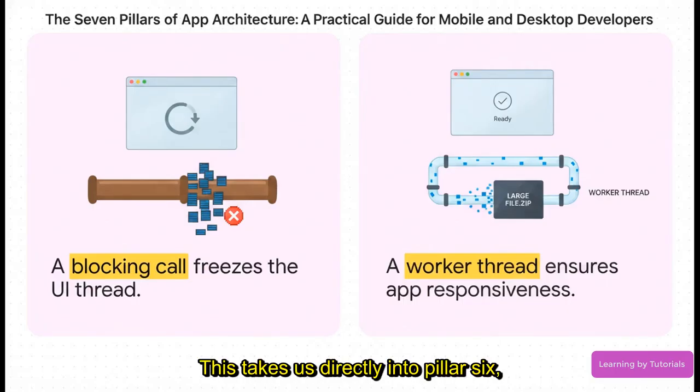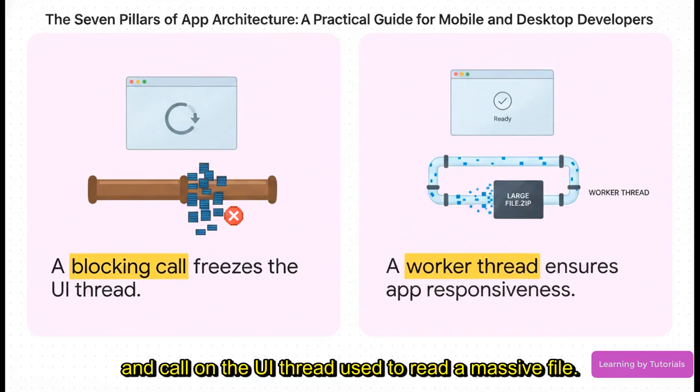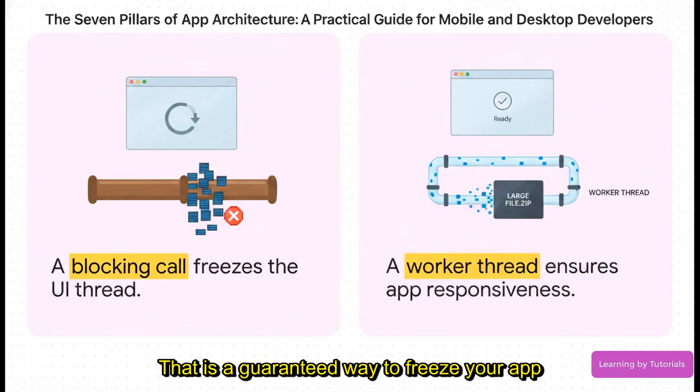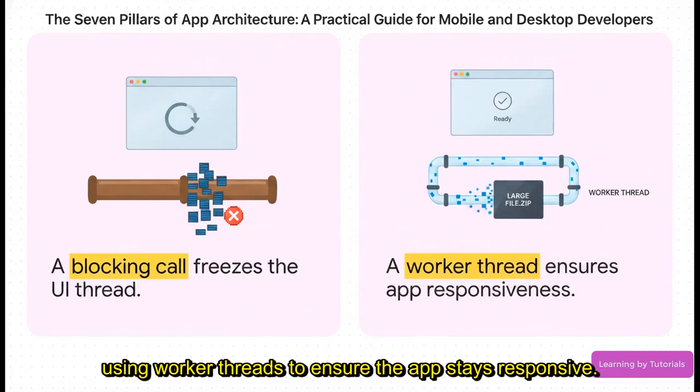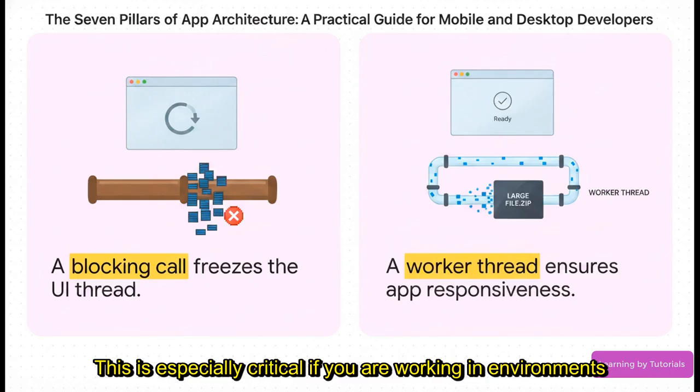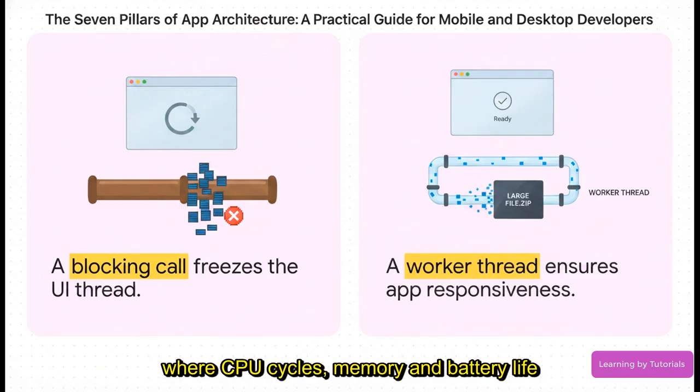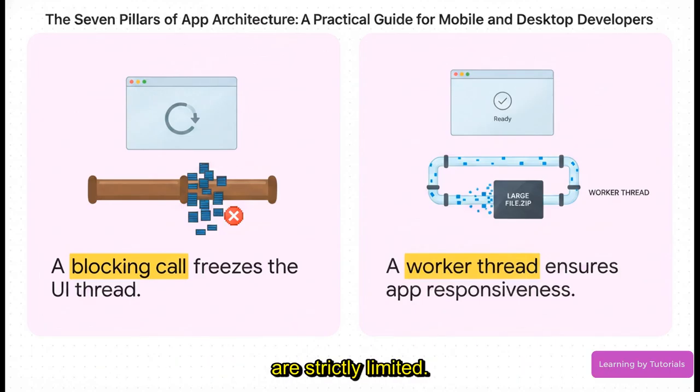This takes us directly into Pillar 6, Performance and Resource Management. Never, ever block your UI thread. Notice on the left, there's a blocking call on the UI thread used to read a massive file. That is a guaranteed way to freeze your app and ruin the user experience. You must always manage heavy tasks in the background using worker threads to ensure the app stays responsive. This is especially critical if you are working in environments where CPU cycles, memory, and battery life are strictly limited.